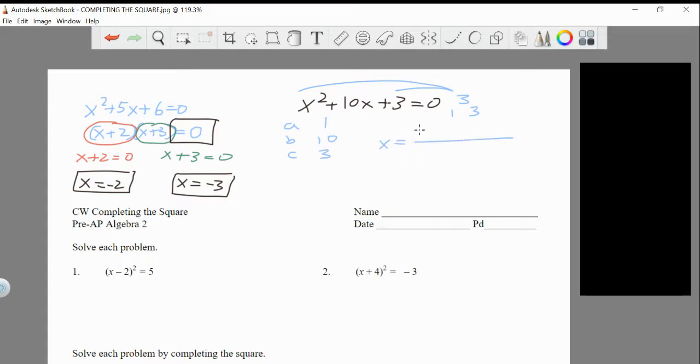x equals negative b plus or minus the square root of b squared minus 4ac, all over 2a, blah, blah, blah, right? Whole bunch of stuff. You got to do this whole long process. As soon as we couldn't factor it, our only option was, okay, let's go ahead and do the quadratic formula.